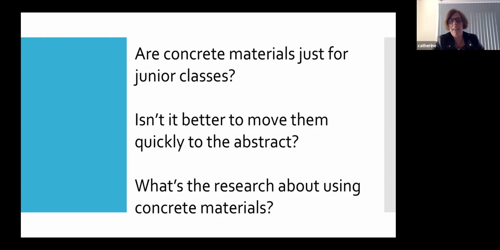Here's a slightly different question in the second poll. How confident do you feel using structured concrete materials? So I've shown you 3 different types of structured concrete materials so far. I've shown you pneumacon shapes, I've shown you Cuisenaire rods, and I've shown you the place value box.